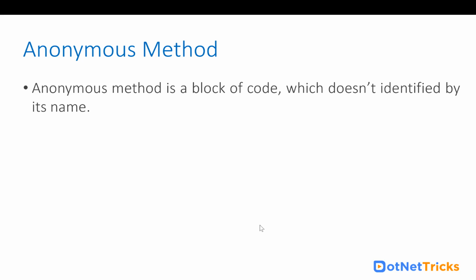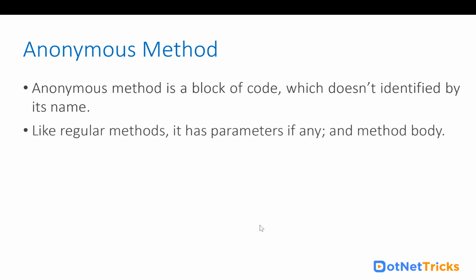An anonymous method is like a regular method, in that it has parameters and a method body. But the difference between the anonymous method and the regular method is here: a regular method has its name, but an anonymous method does not have a name. So how do we access the anonymous method if it does not have a name?